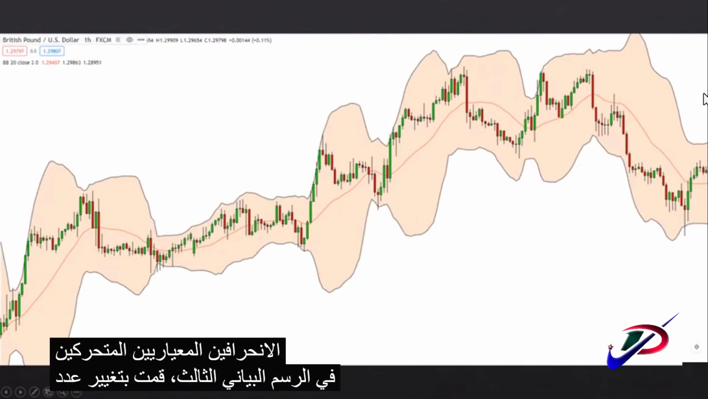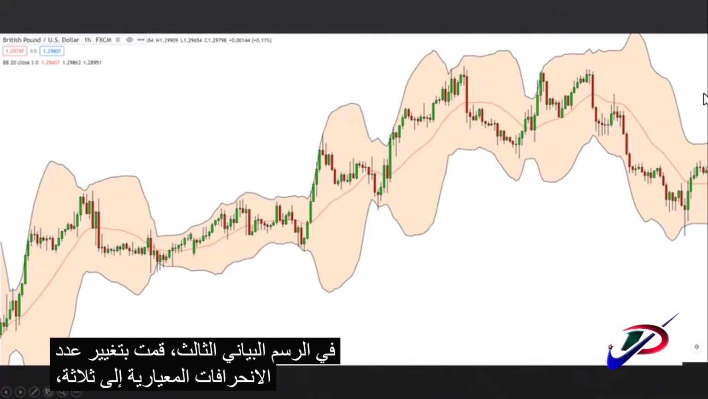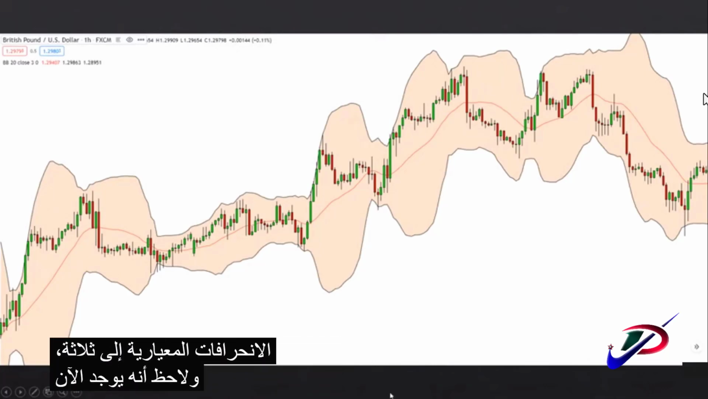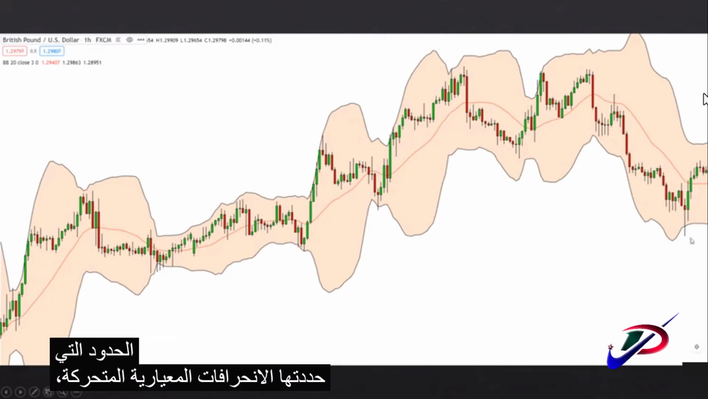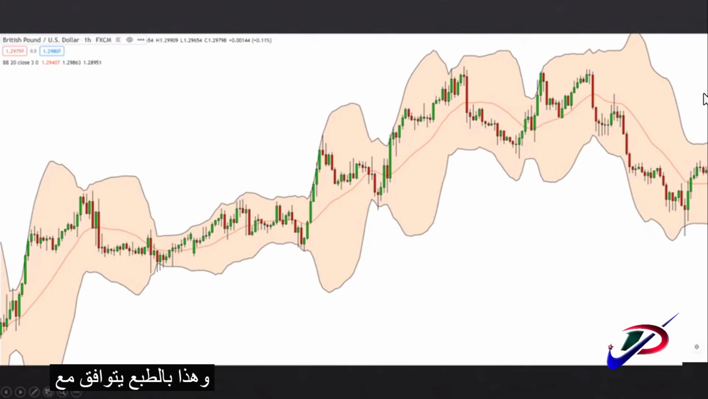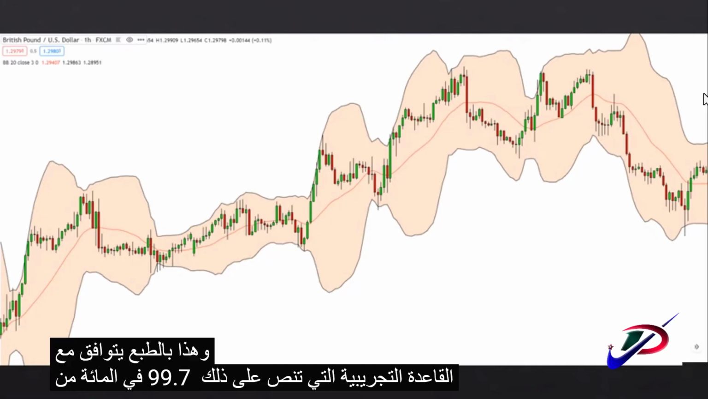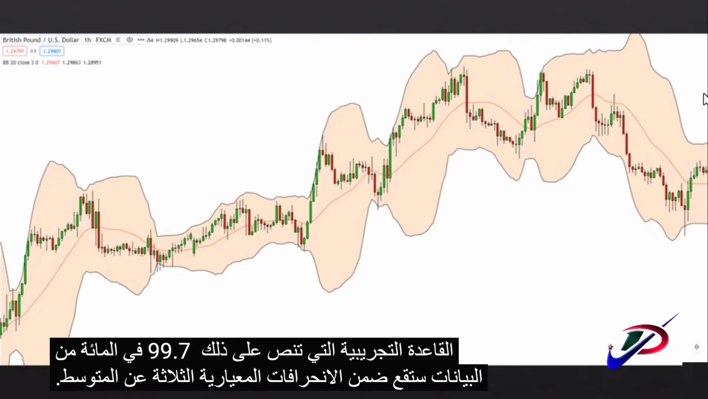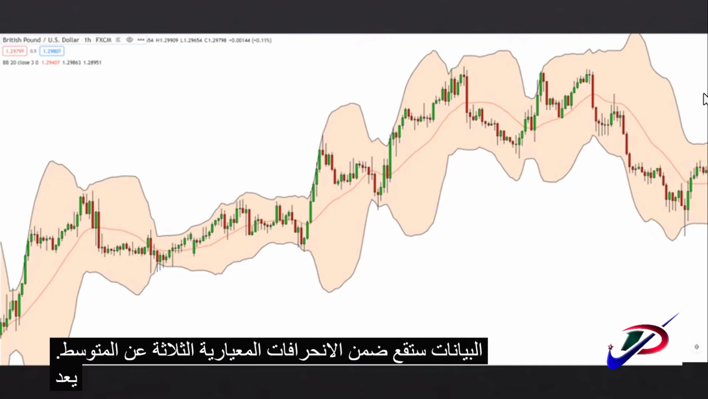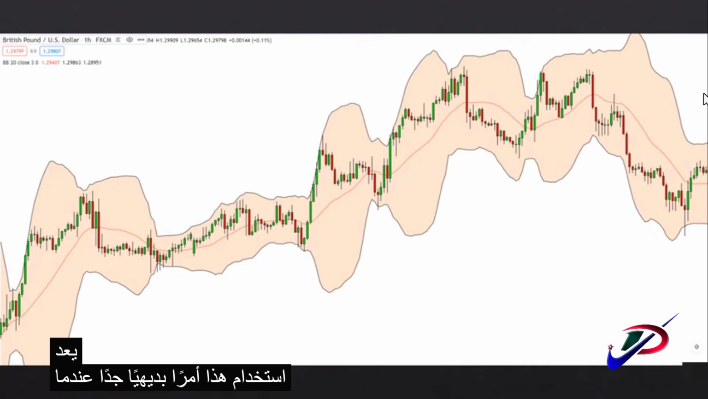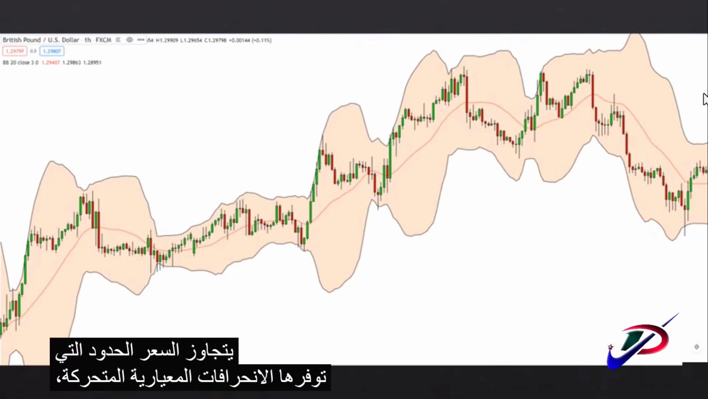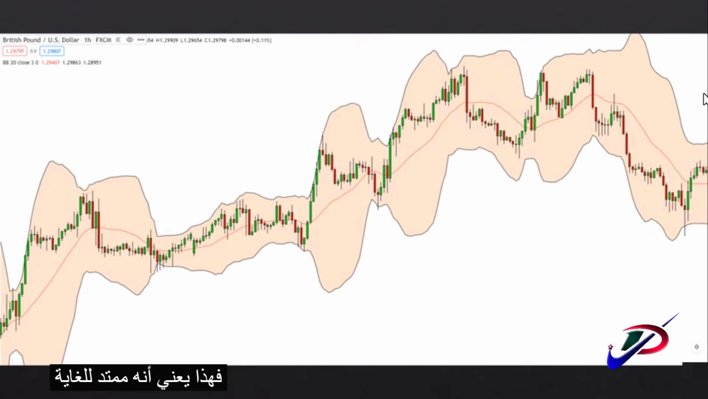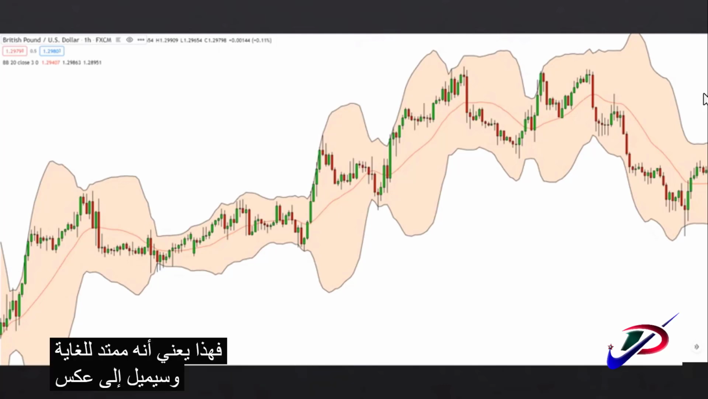In the third chart, I altered the number of standard deviations to 3. Notice that now there are even fewer places where price goes outside the boundaries established by the moving standard deviations. This of course agrees with the empirical rule, which states that 99.7% of data will fall within the 3 standard deviations from the mean. The use of this is pretty intuitive. When price goes outside the boundaries provided by the moving standard deviations, it means that it's too stretched away and it will tend to reverse.